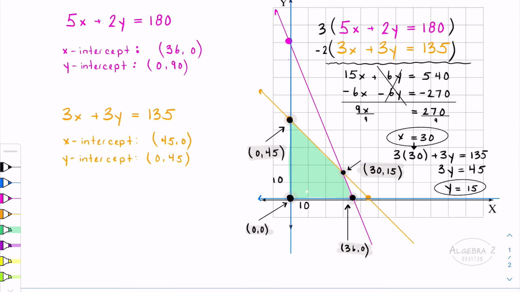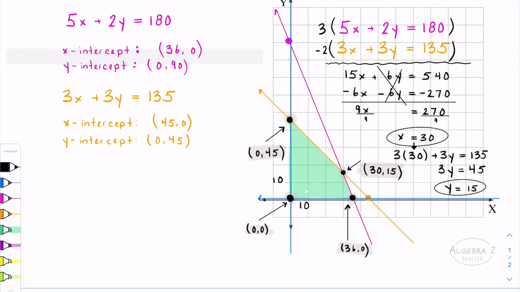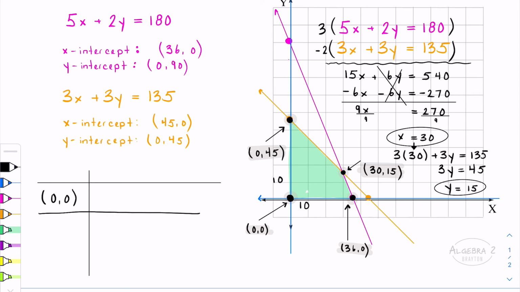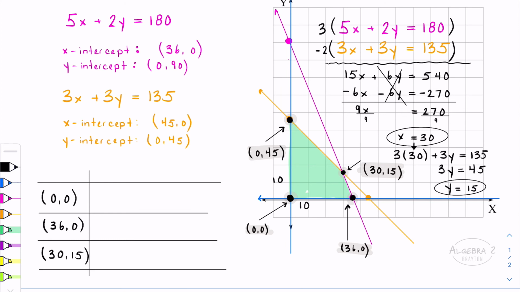Now that we've graphed and we found our vertices, we can make a table and evaluate all of our vertices with the objective function. We have a vertex at 0, 0, a vertex at 36, 0. We had to find the point at 30, 15. I used elimination for that. And lastly, we have a vertex at 0, 45.